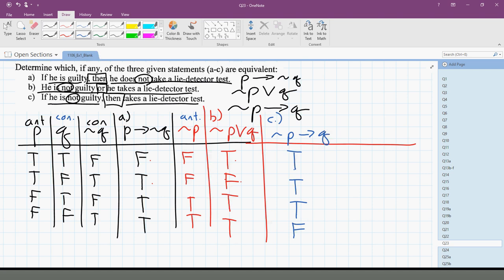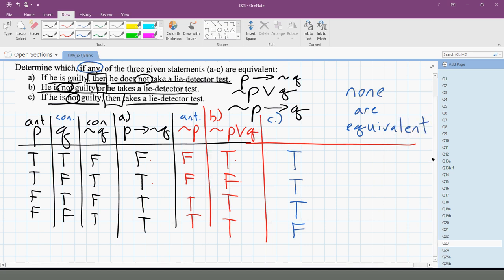All right, so does C match with A or B? No. So is anybody equivalent? That's why they said the "if any." So there are none equivalent. Had any of these had matching values in the end, then we would have said, hey, those two are equivalent.